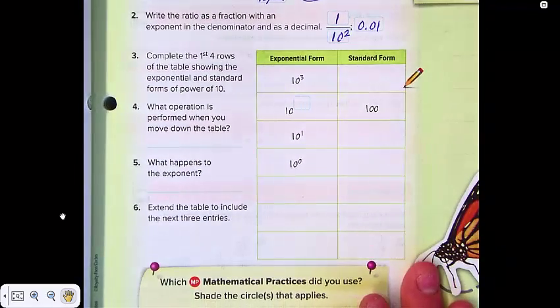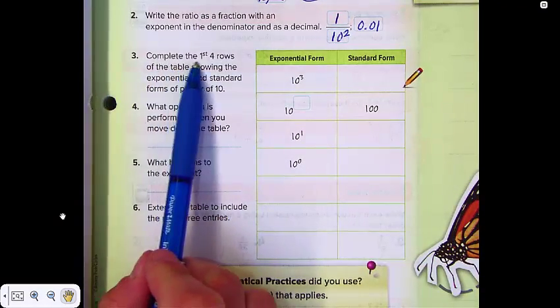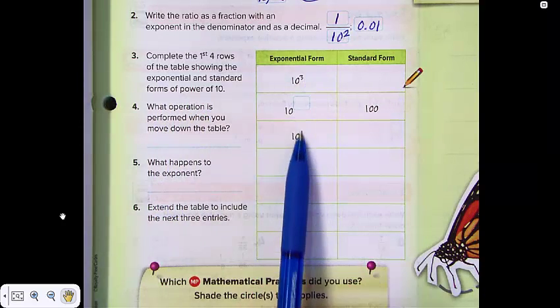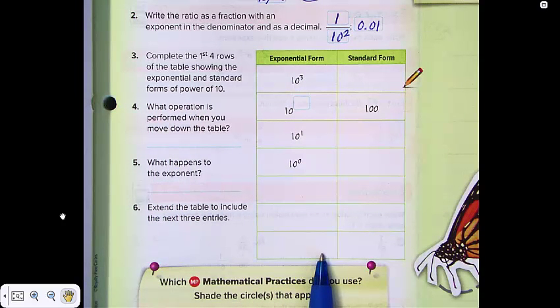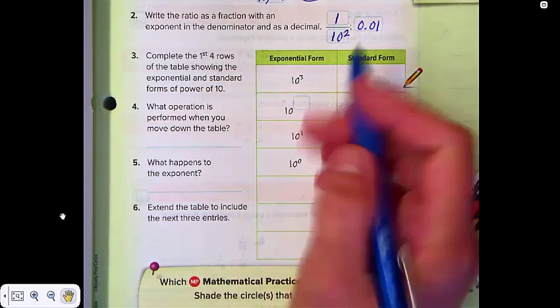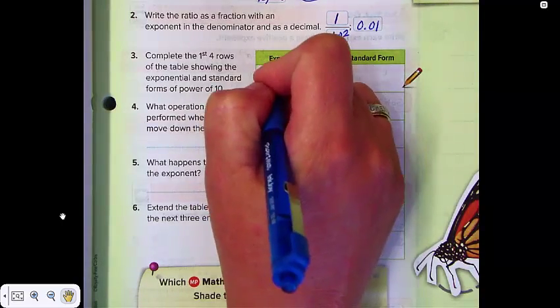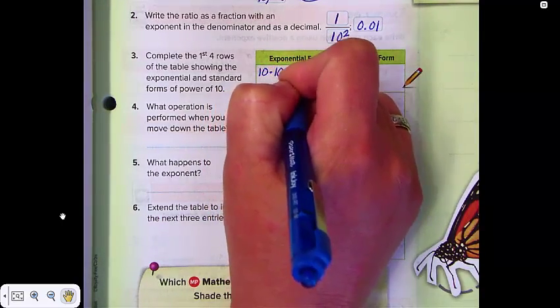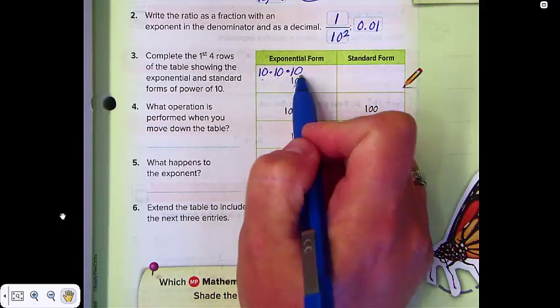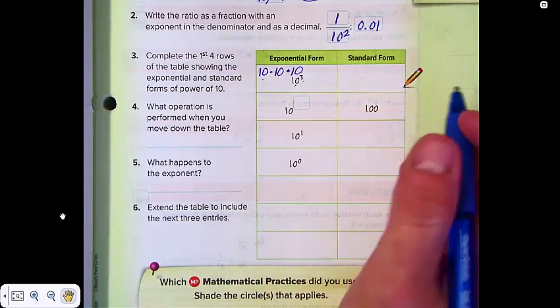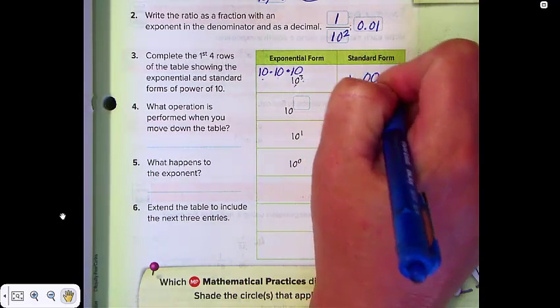Okay? So now let's apply that. Let's look at this table. It says complete the first 4 rows of the table showing the exponential and standard forms of powers of 10. So we're only dealing with powers of 10 right here. And this goes back to what we did 2 chapters ago when we were talking about powers. 10 to the third power, that means I'm taking 10 times 10 times 10. I have 3 of them, and I'm multiplying them together. 10 times 10 times 10 is 1,000.